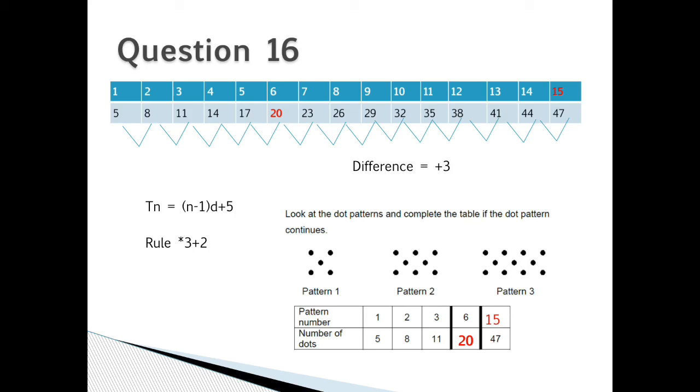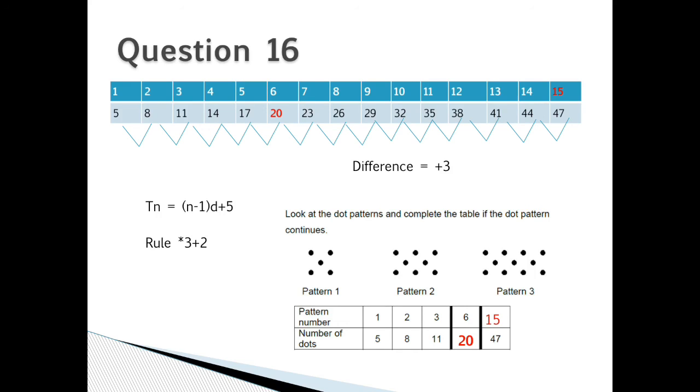To look at the whole spectrum, you can see that the numbers on the top will increase by 1 each time. The numbers at the bottom will increase by 3 each time. So when you get to the 6th number in the pattern, your answer at the bottom will be 20. When you get to the 15th number, your answer will be 47.